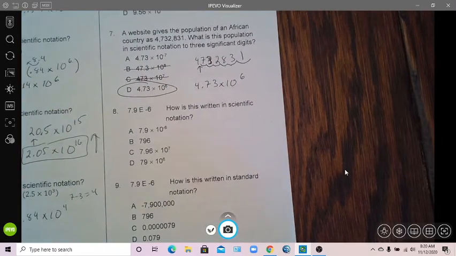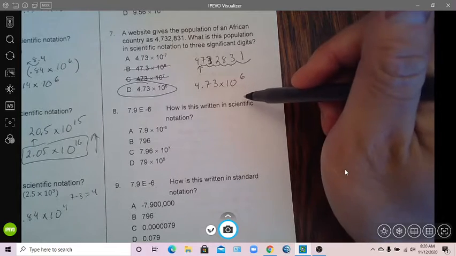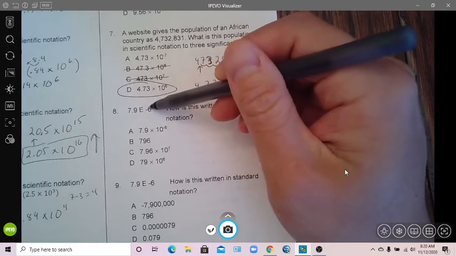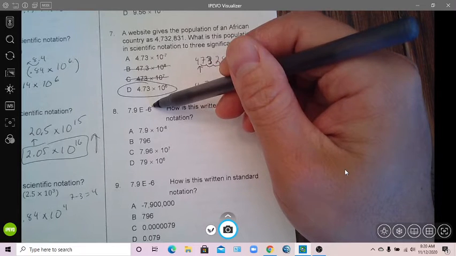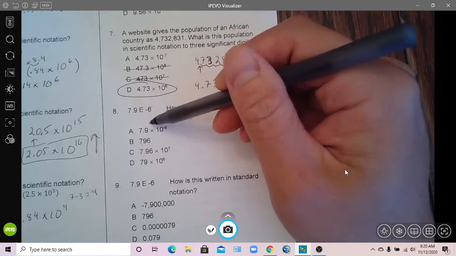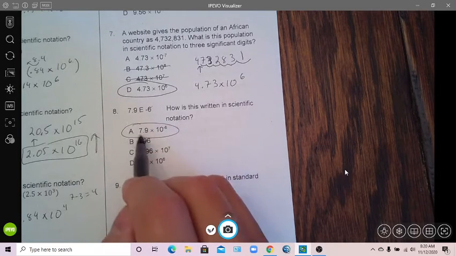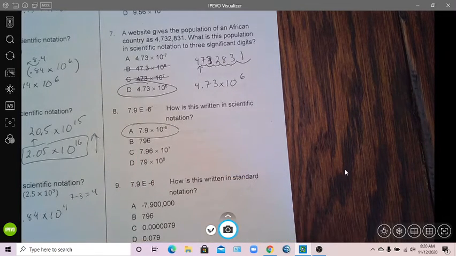Okay, number 8. How is this written in scientific notation? That's just the exponent in scientific notation, so it should be 7.9 times 10 to the negative 6. Right, there's your coefficient, there's your exponent of negative 6.